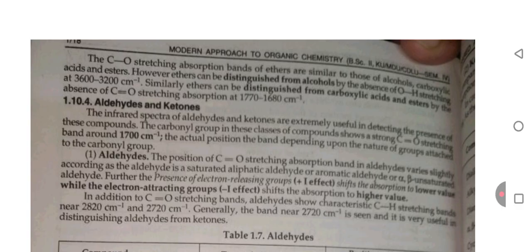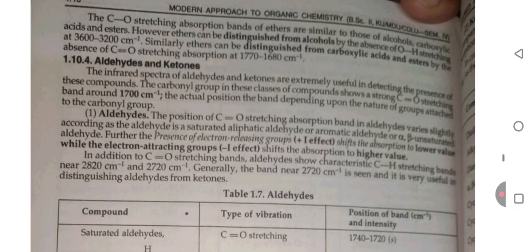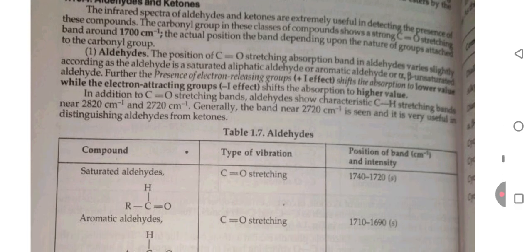Aldehyde. The position of the carbon double bond oxygen stretching absorption band in aldehyde varies slightly according to whether the aldehyde is a saturated aliphatic aldehyde, an aromatic aldehyde, or an alpha beta unsaturated aldehyde. Further, the presence of an electron releasing group shifts the absorption to a lower value, while an electron attracting group shifts the absorption to a higher value. In addition to the carbon double bond oxygen stretching band, aldehyde shows characteristic carbon hydrogen stretching bands near 2820 cm inverse and 2720 cm inverse. Generally, the band near 2720 cm inverse is seen and it is very useful in distinguishing aldehyde and ketone.